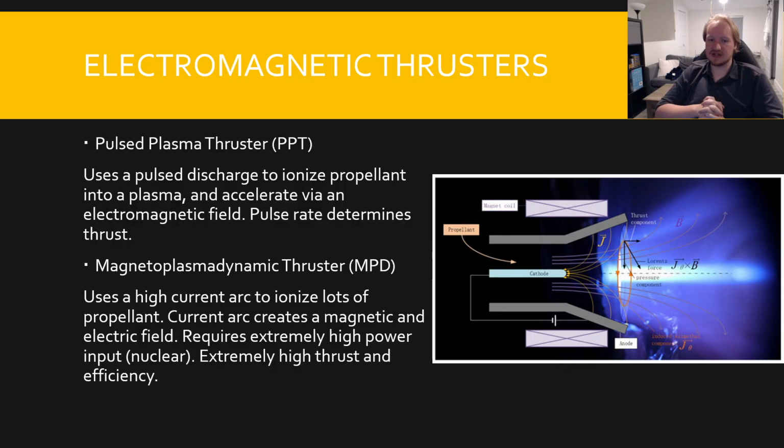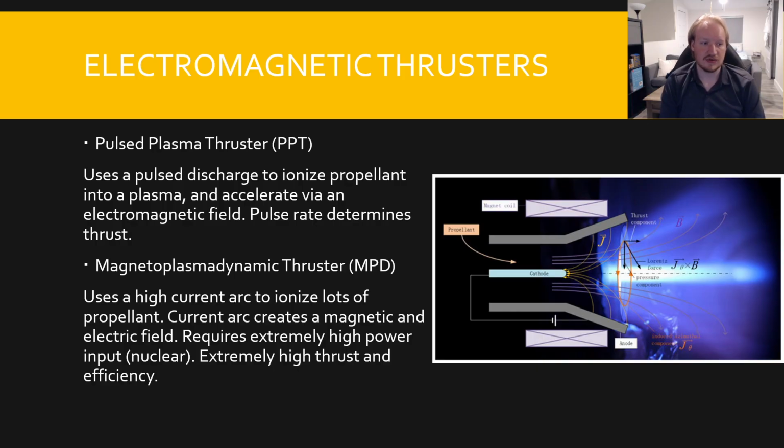The other one that is commonly talked about is the magnetoplasma dynamic thruster. We haven't really applied any of these in space, at least as a main propulsion system. The reason why is because it requires a very large amount of power. So you use a high current arc to ionize a very large percentage of the propellant that is running through the system, and this current arc creates the magnetic and electric field within itself. So you don't need to apply it externally, which makes it very efficient, but it also requires a very large amount of energy to do that.